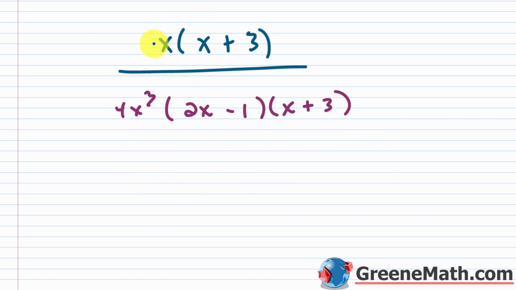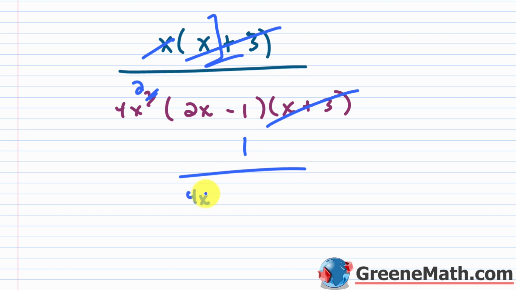So we know that this x here, let me change color so this is clear, this x here would cancel with one of these. I could put this as a 2. And then this x plus 3 would cancel with this x plus 3. So this is completely canceled. It's just a 1. So we could write 1 over this 4x squared times the quantity 2x minus 1.